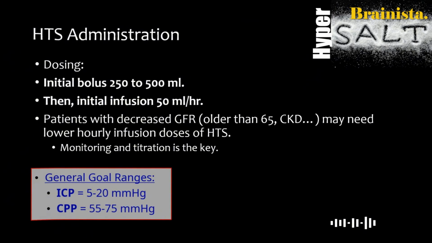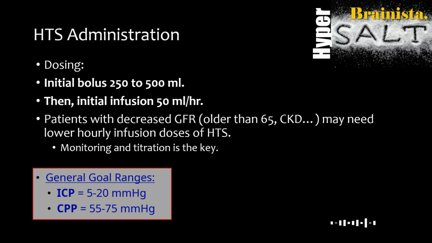The initial bolus can be 250 to 500 milliliters over 15 to 30 minutes, with an initial infusion of 50 milliliters per hour. Patients with decreased GFR, such as those older than 65 or those with renal disease, may need lower hourly infusion doses of hypertonic saline, such as half the hourly infusion dose. Every kidney is different, and will need individualized adjustments. Monitoring and titration is the key.